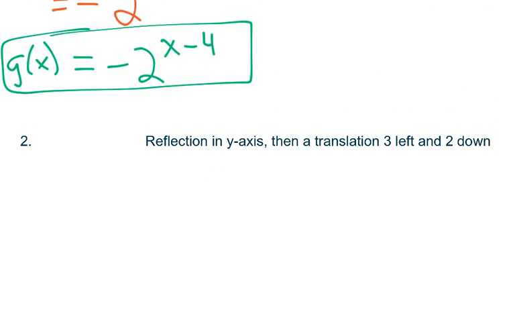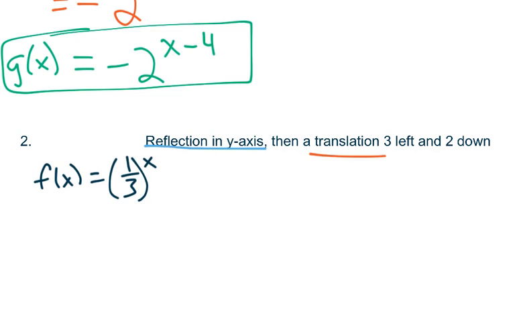Alright, let's try another one here. Number 2. I don't know if I'm going to have enough space for this one, so we're just going to write it down below. f of x is equal to (1/3) to the x power. Okay, we have 3 different transformations here. We have a reflection in the y-axis, then we have a translation 3 left and 2 down.